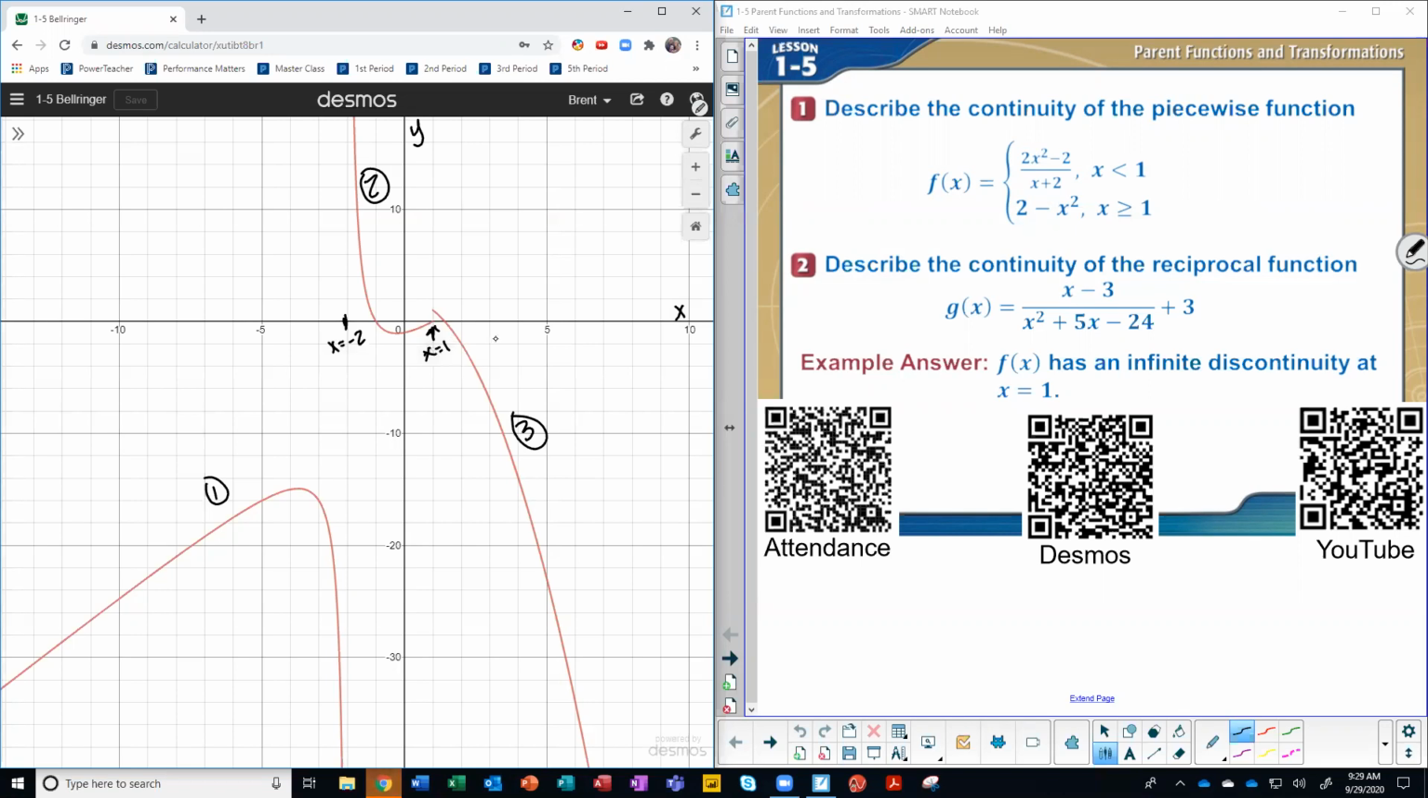Now back over on the bell ringer on your right side of the screen, I gave an example answer of how I would be looking for you to write your answer. It's saying like f of x has an infinite discontinuity at x equals 1. So what we've determined are the two values. What we have not determined is the type. Is it an infinite discontinuity, or what type of discontinuity is this? I want you to notice what you do is you look at what's happening to the graph at the spot of the break.